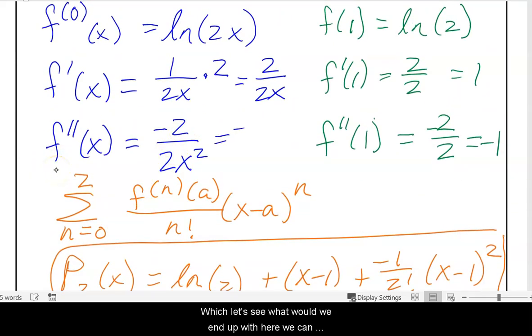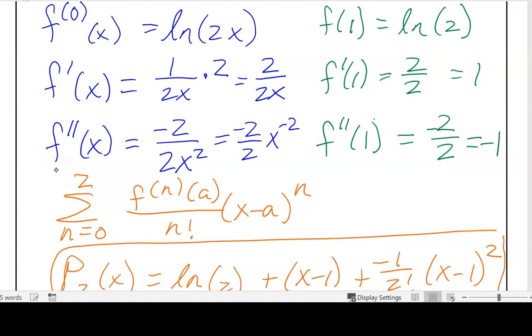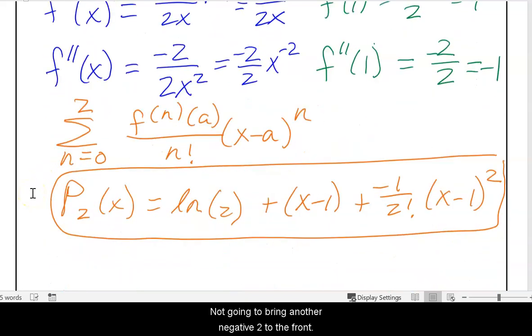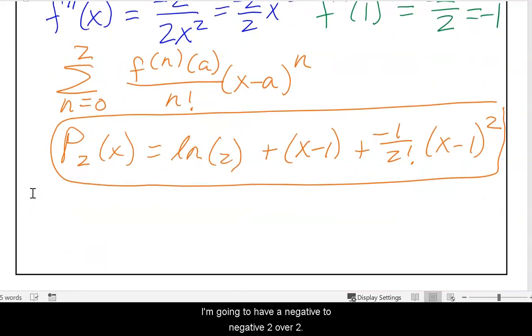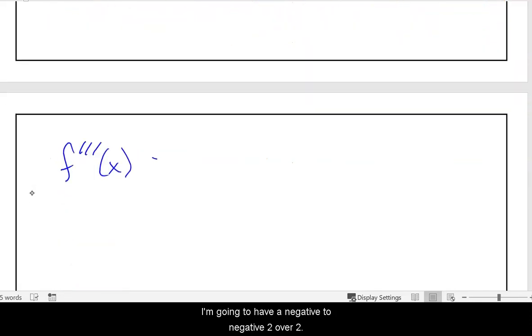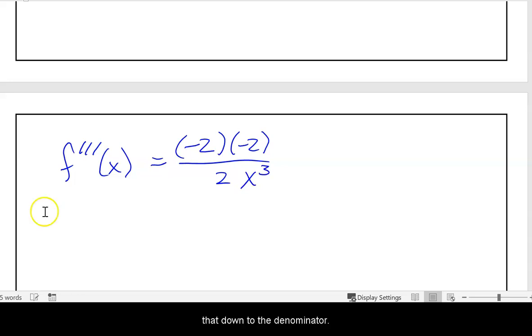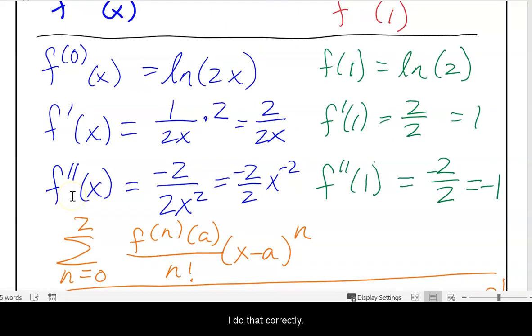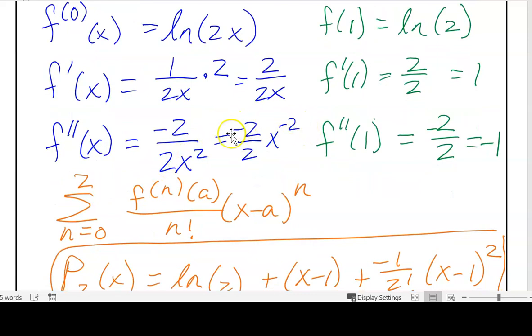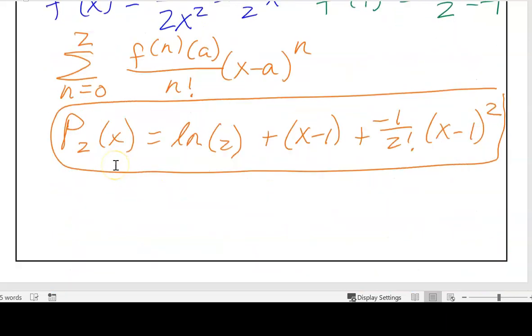We could think of this as -2 over 2x to the -2. And that's going to bring another -2 to the front. So I'm going to have a -2 over 2. And then it will be x to the -3, which will drop that down to the denominator. Did I do that correctly? Looks like it did. Okay.